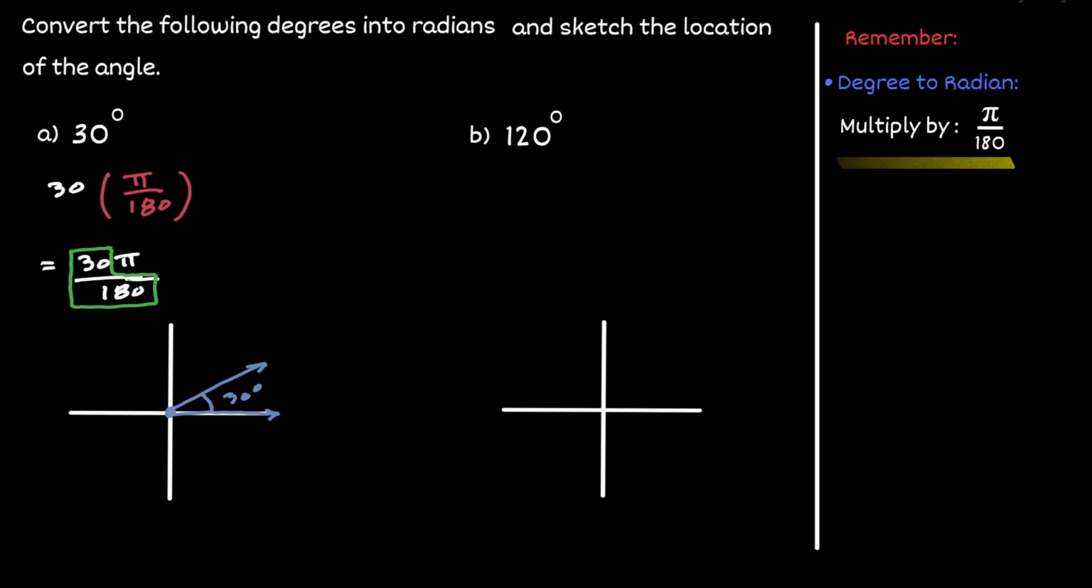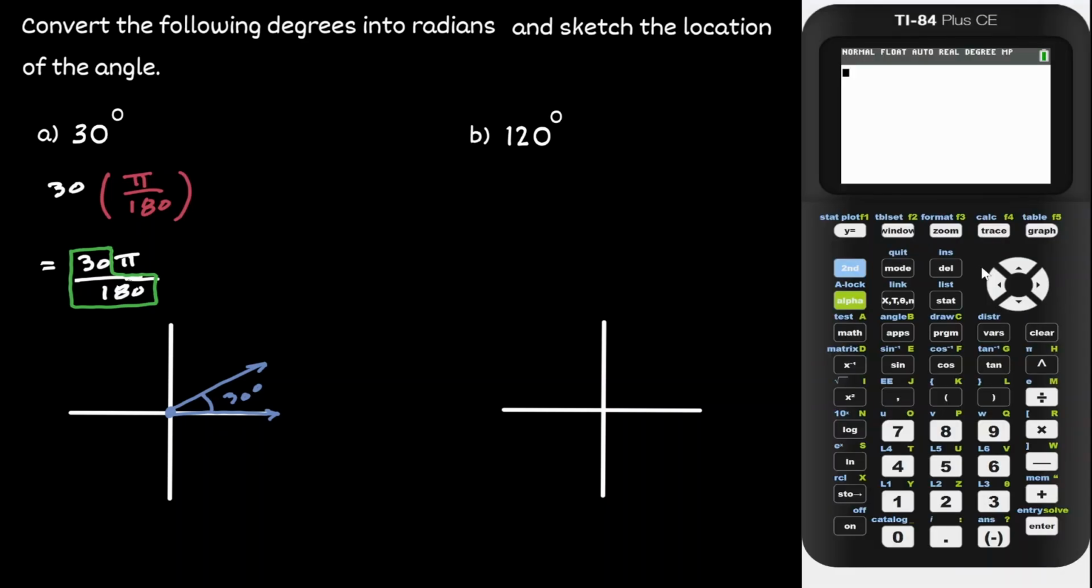30 divided by 180. For that, we can use our graphing calculator. Let's put down 30 divided by 180. If we had pressed enter, we would have gotten a decimal representation of that. We do not want that. So let's place down that fraction again.